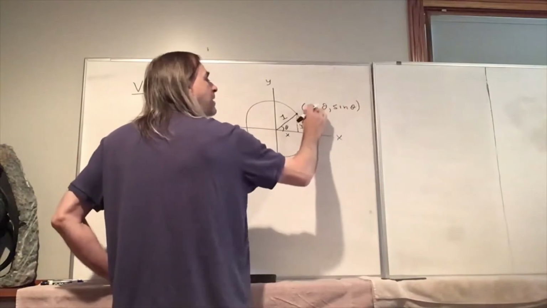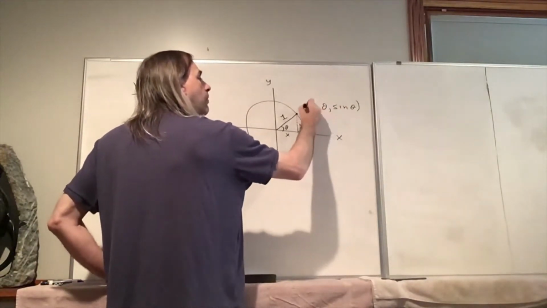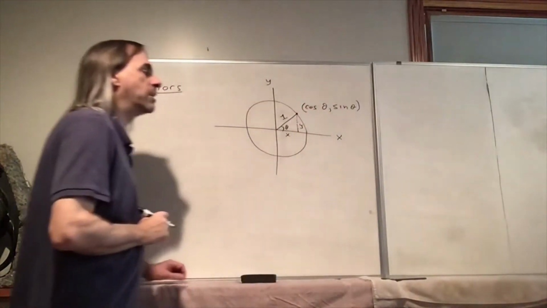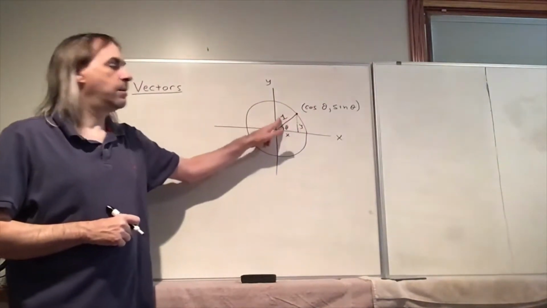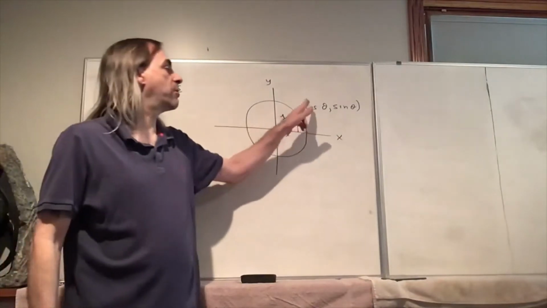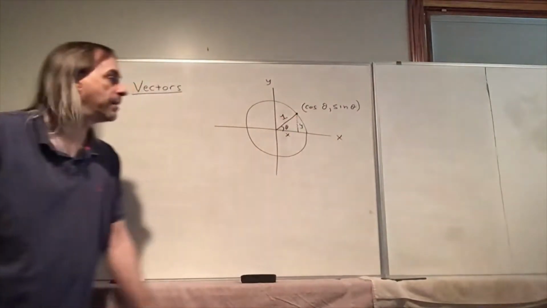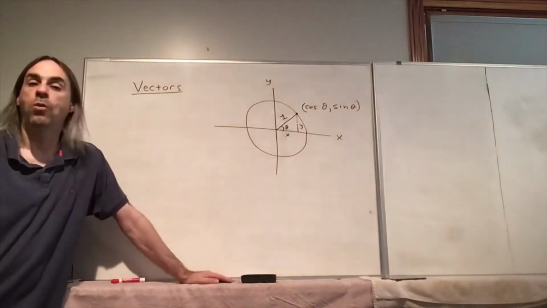And again, this is for a unit circle, which means it has a radius of 1. If you want a different radius, you could just have r here, and the coordinates would be r cosine theta and r sine of theta. But why not just make it 1?